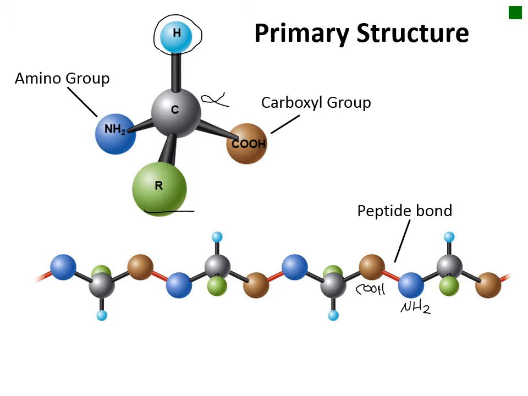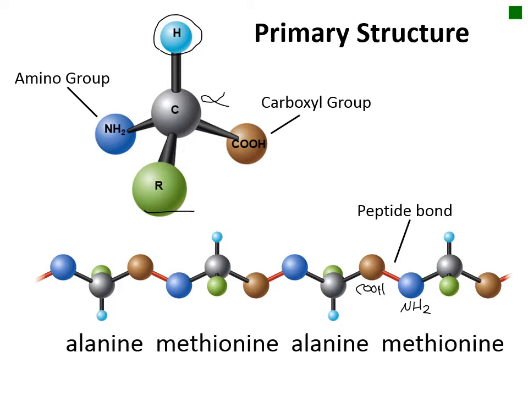The primary structure can be labeled using three-letter abbreviations of the amino acid names. In this example, the amino acids in the primary structure are alanine, methionine, alanine, and methionine, which when abbreviated would be written as Ala, Met, Ala, Met.